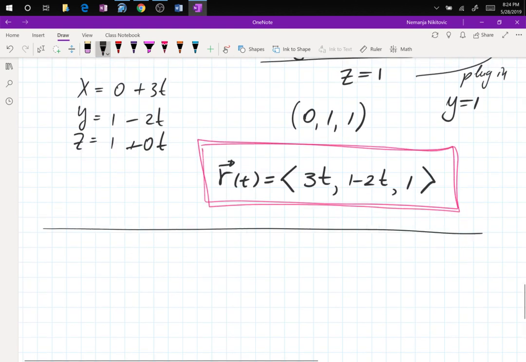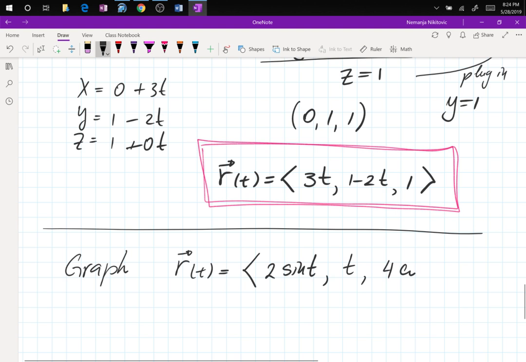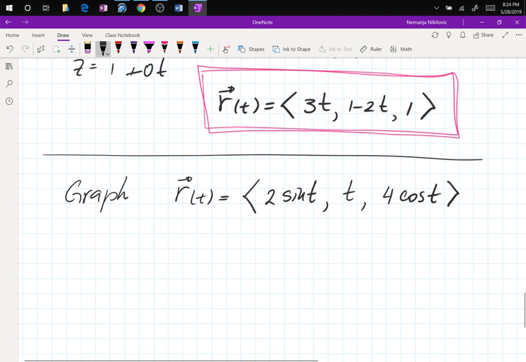Let's do one more because we can. Graph r of t equals 2 sine t, t, 4 cosine t. What should this be? Think about it, and then figure out how to graph it.